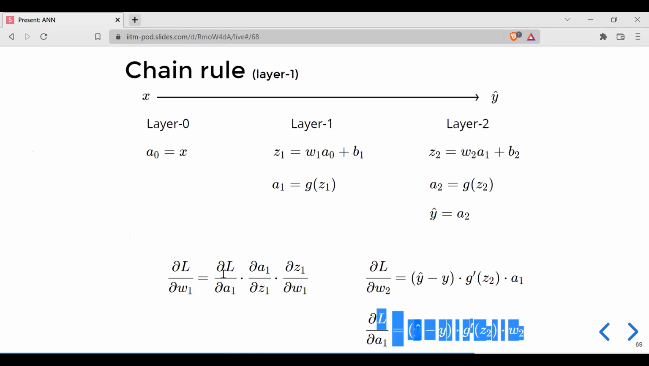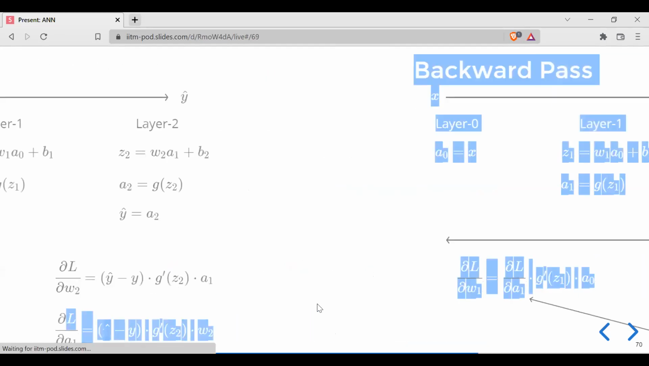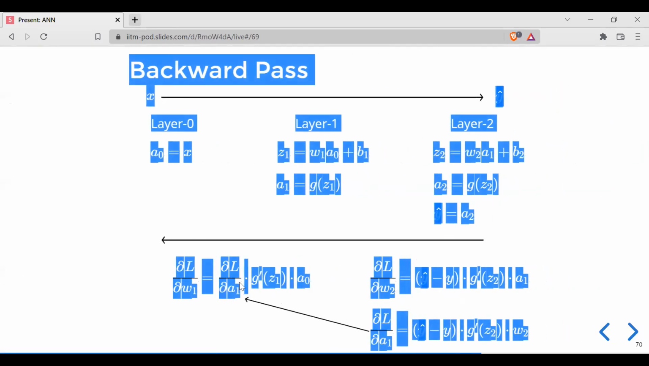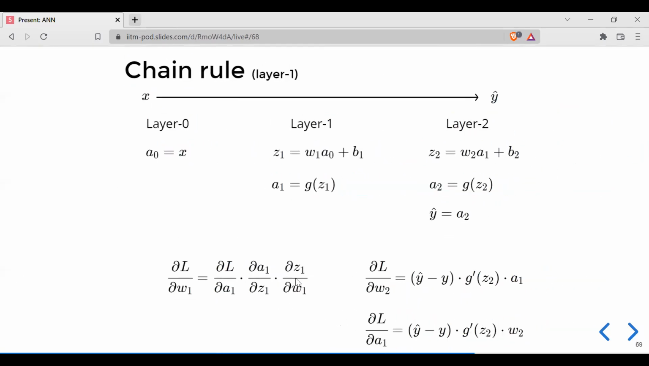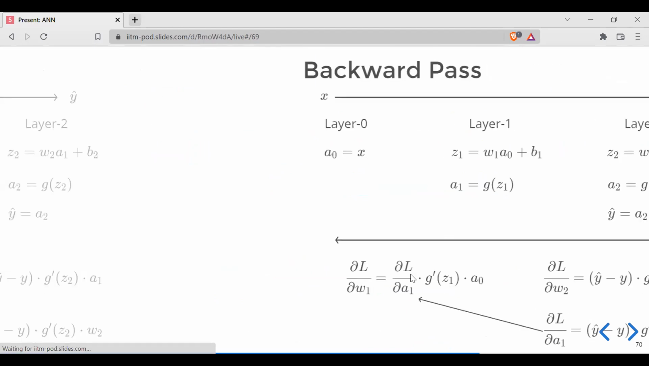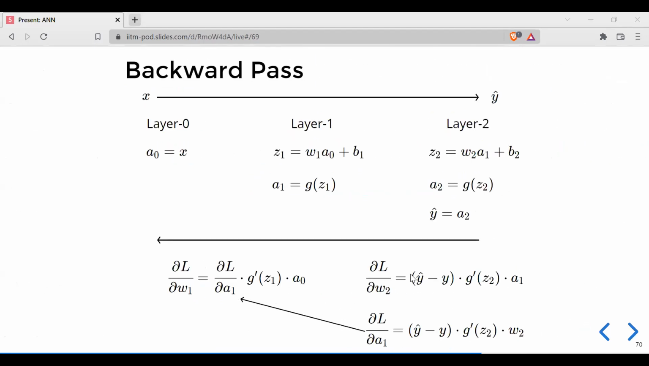Once we have this, you can find this. This is generally just G1 dash of Z1, and this is just A0, because Z1 is what? W1 times A0 plus some bias. So if you differentiate with respect to W1, it is gonna be A0, right? In that manner, it is backpropagation.